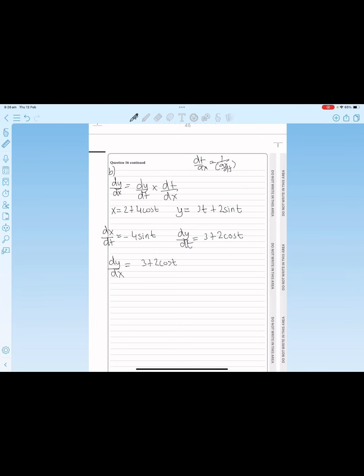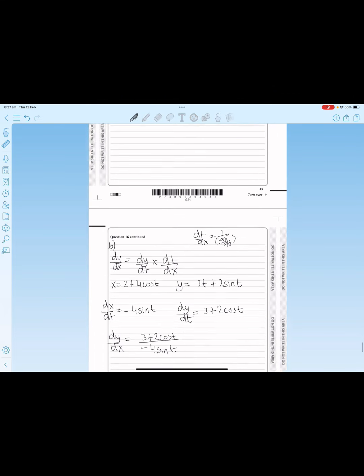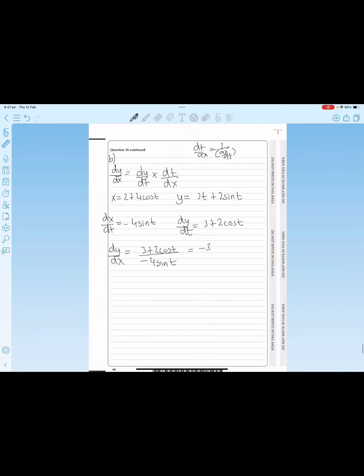So the derivative dy/dx is essentially just going to be 3 plus 2 cos t times 1 over this, so dividing by minus 4 sine t, which is given to me in the question to equal minus 3 over 2. So therefore, I know the answer would be minus 3 over 2. Okay, let's keep going and see where we can get up to.